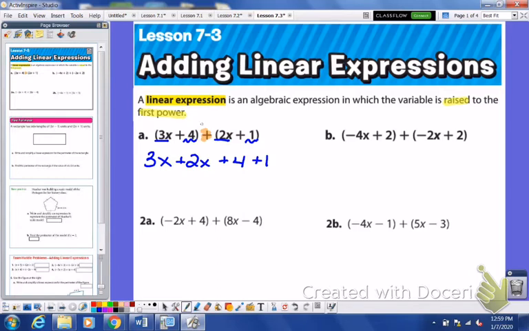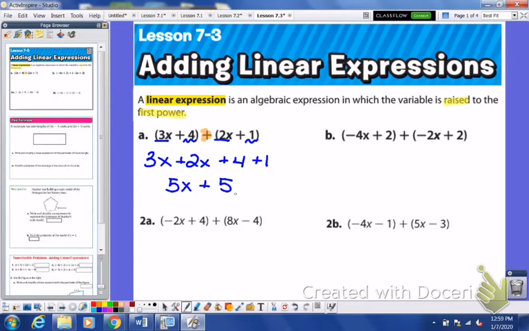Now if we think back to what we did in lesson 2, we're going to combine our like terms. So 3x plus 2x, we're going to add those coefficients. Leaves us with 5x plus 4 plus 1 we know is 5. We know that we cannot combine these because they're not like terms. So our final answer is 5x plus 5.